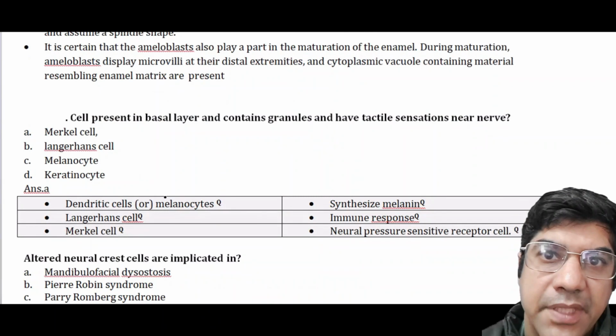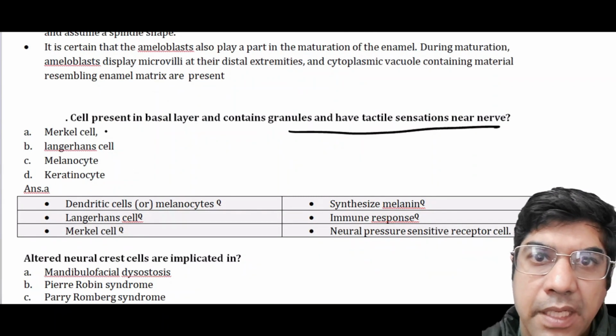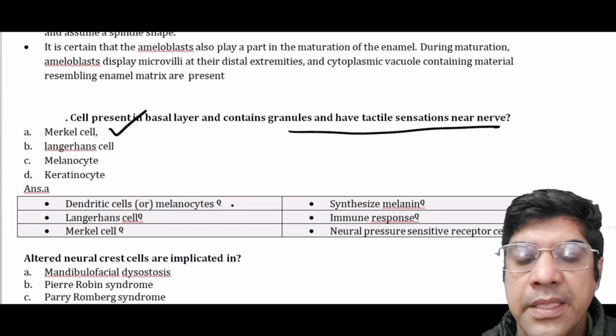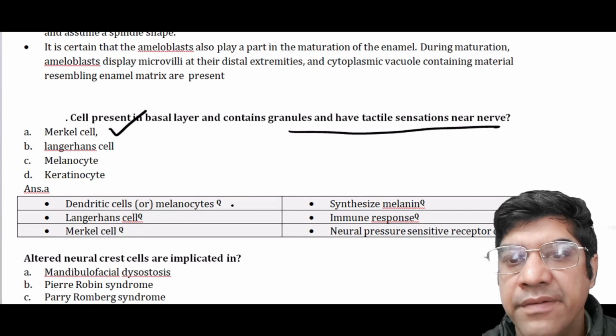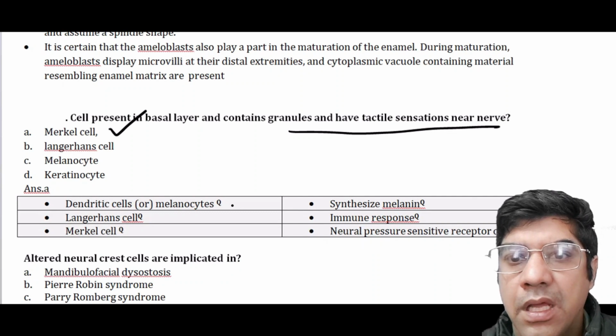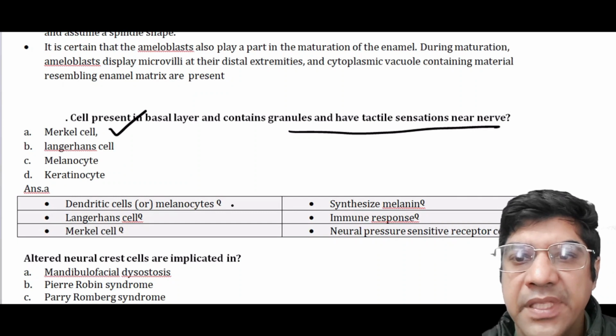The cells that are present in basal lamina and contain granules and have tactile sensation are the Merkel cells. So remember that Merkel cells are located in the basal layer of the epidermis and are associated with sensory nerve endings. So they are tactile or touch receptors. They play a role in the sense of touch and pressure, typically found in the skin and mucosa.